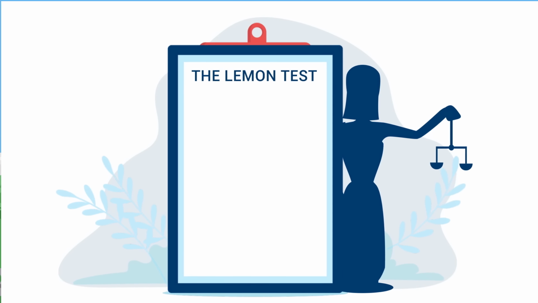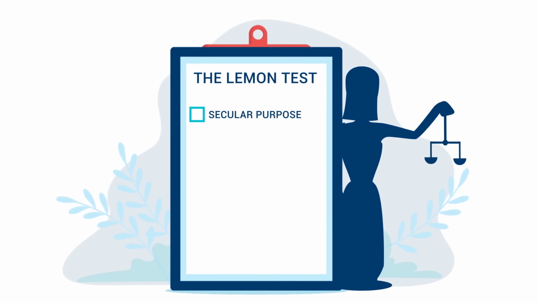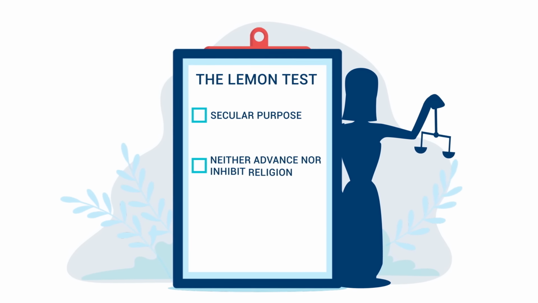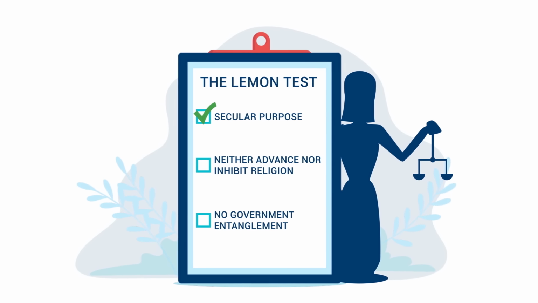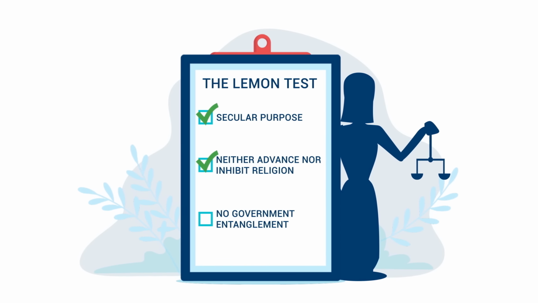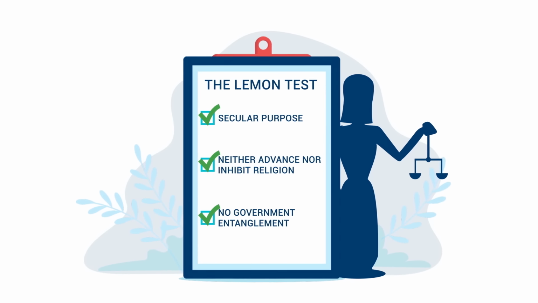Those in favor of the Lemon Test argue that it provides manageable standards by which the Supreme Court can evaluate cases pertaining to the Establishment Clause. Thus, having this set of guidelines would provide some uniformity in how the courts evaluate and rule in these cases.